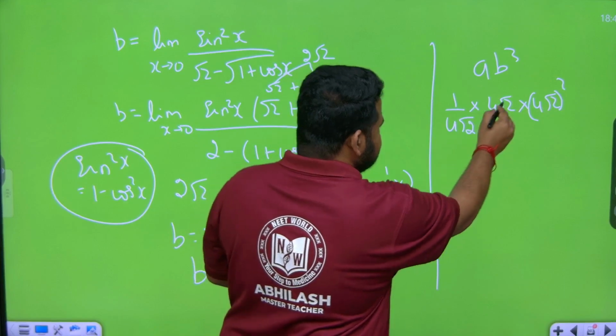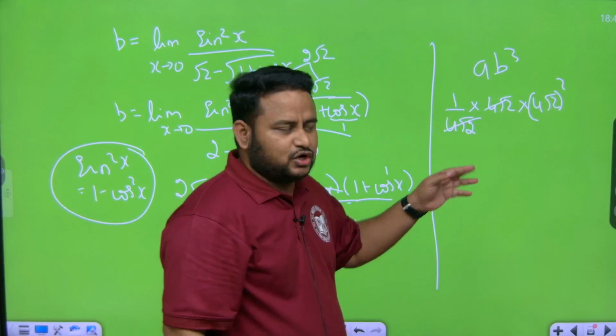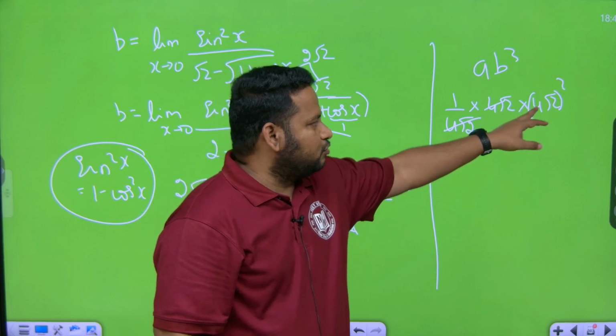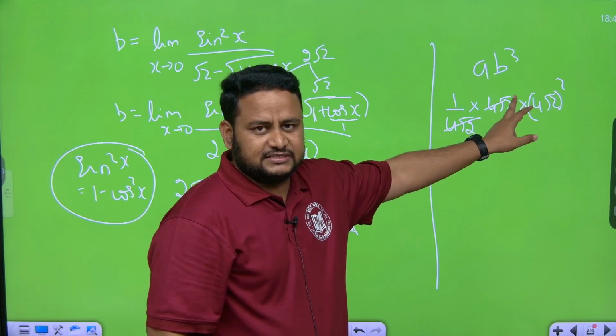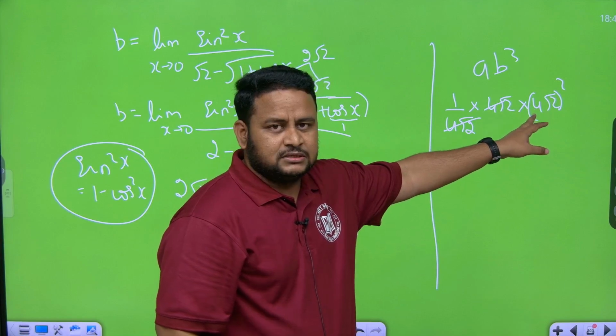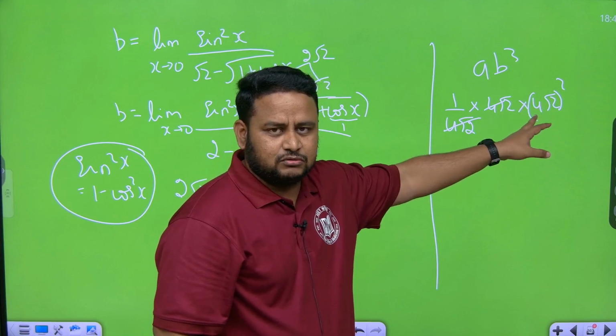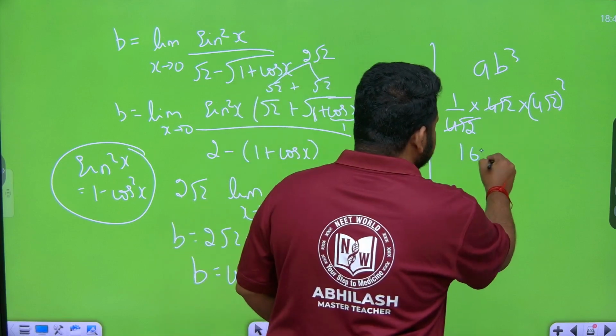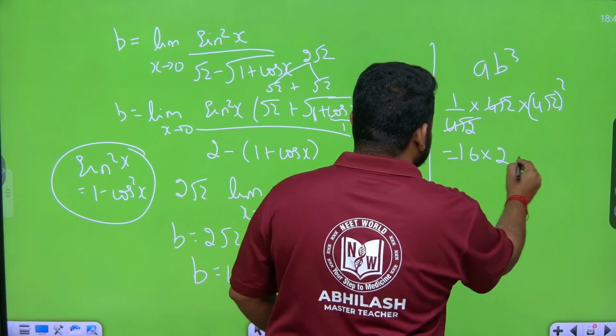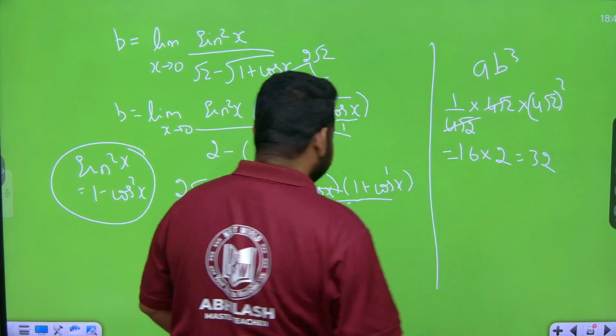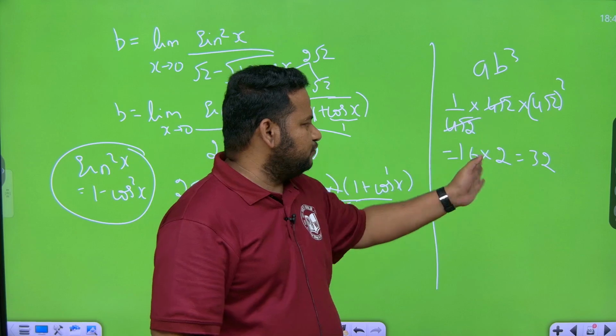So 1 by 4 root 2, this 4 root 2 will cancel, correct? So I will be left with 4 root 2 whole square. 4 root 2 whole square is nothing but 4 square, that is 16, and square root of 2 whole square is nothing but 2. 16 into 2, you will get 32. When you put a b cube, you will get 32.